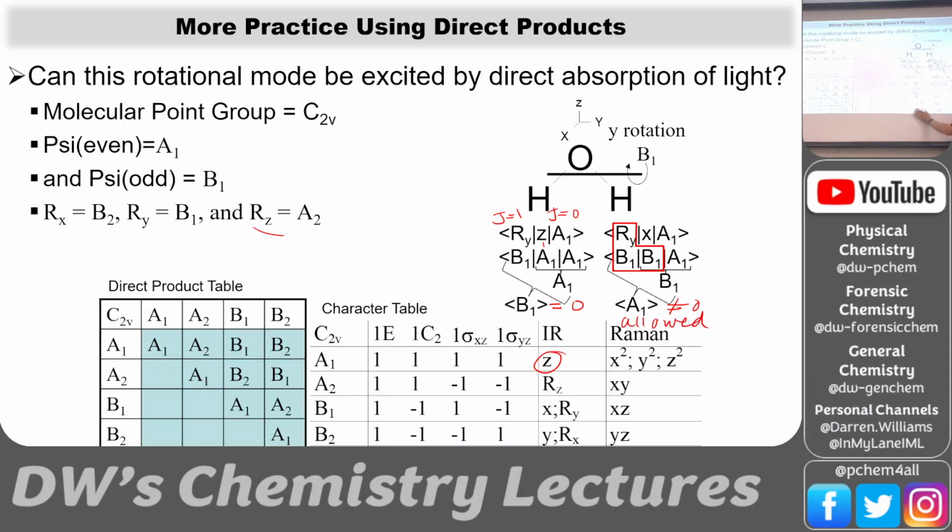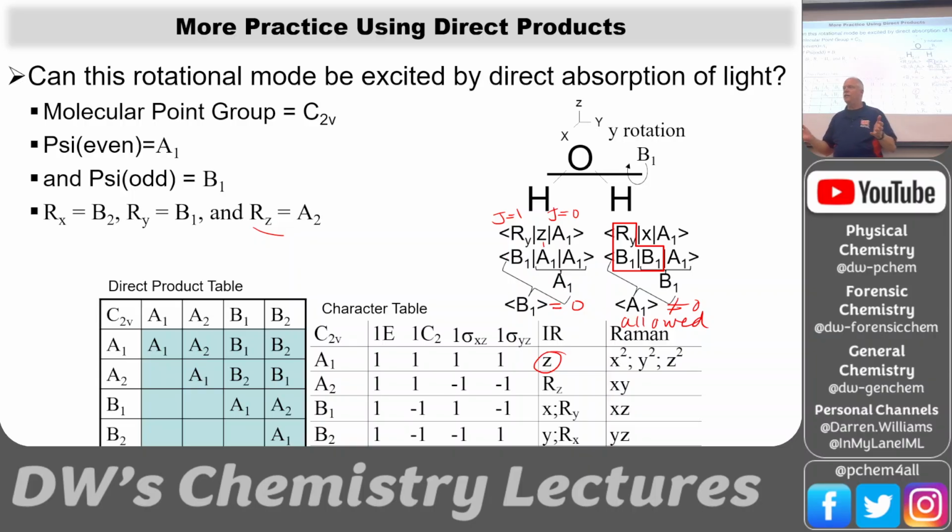So this is very useful in the character table. I can just say that rotation around Y can be excited by X polarized light, and rotation around X can be excited by Y polarized light. What about Z? I don't have anything that can excite rotation around Z. So there's nothing that can cause water to spin this way. Light can't come in and spin water that way.